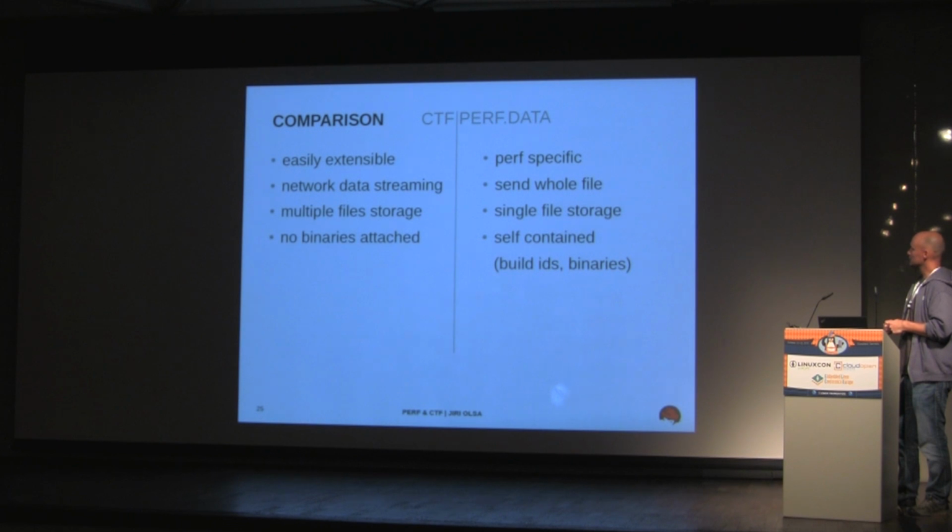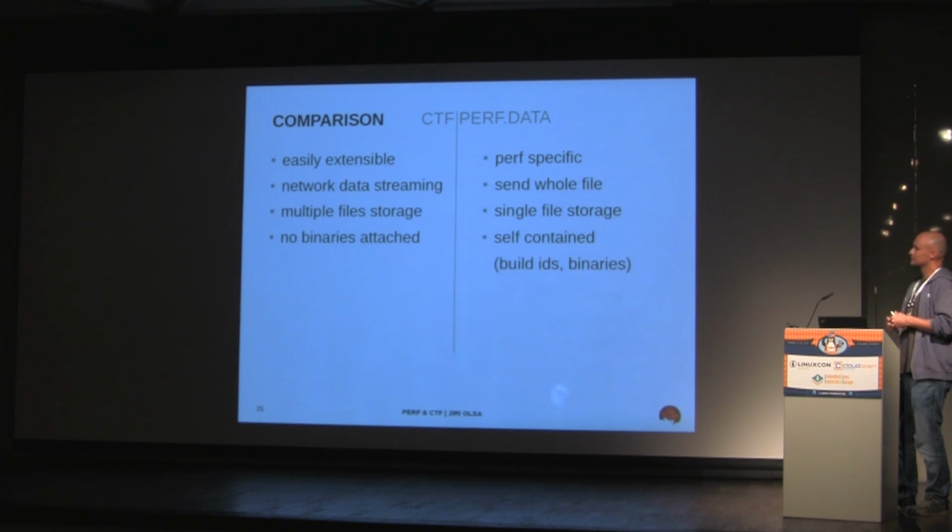With CTF, you can do network data streaming. In Perf, you cannot. In CTF, you can actually store the packets as multiple files, which can be handy if you store a lot of data. If you store this in Perf, you will just get a very large data file. And yeah, that's the comparison.